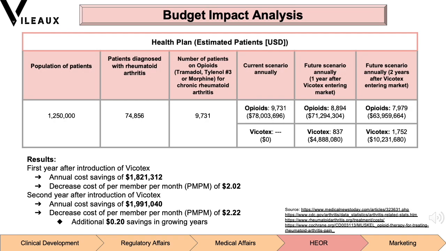Presented is Vilo's budget impact analysis projecting the cost-saving effectiveness over a 2-year span after Vycotics is on the market. Within a healthcare plan with a population of 1,250,000 patients, Vilo projects to save $1,821,312 within the first year of entering the market. This is a decrease of $2.02 per member per month.